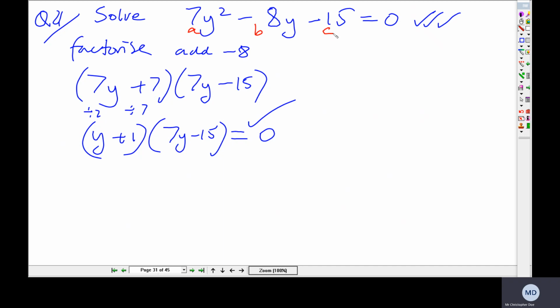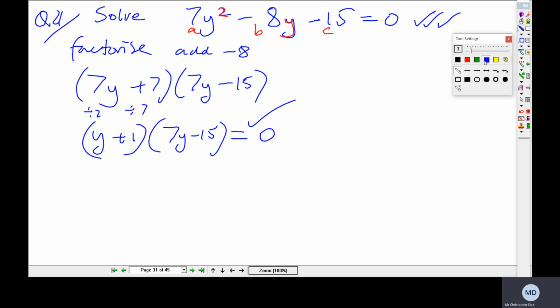A is always the number with the squared. B is always the number on its own with the y, and C is always the number on its own. Even if I write it in a different order, A sticks with the y squared. Even if I write y squared at the end, A is always with the y squared wherever I write it.